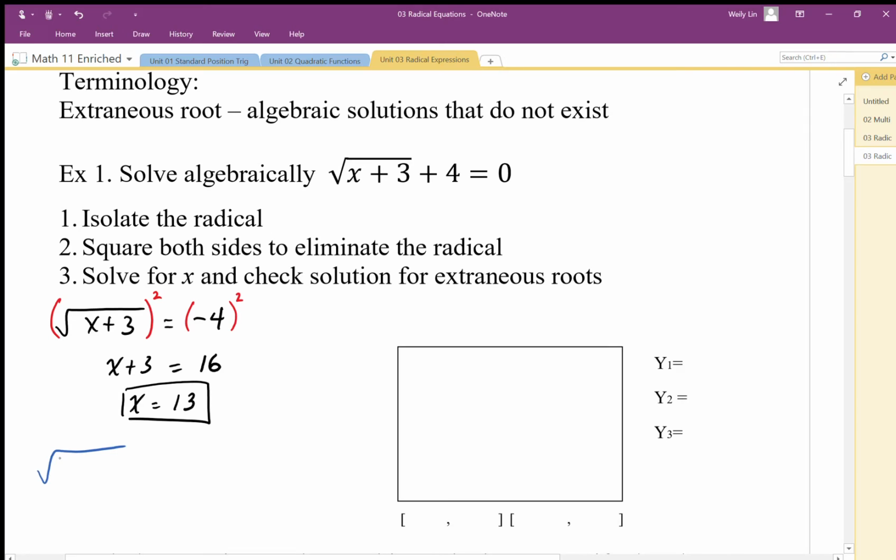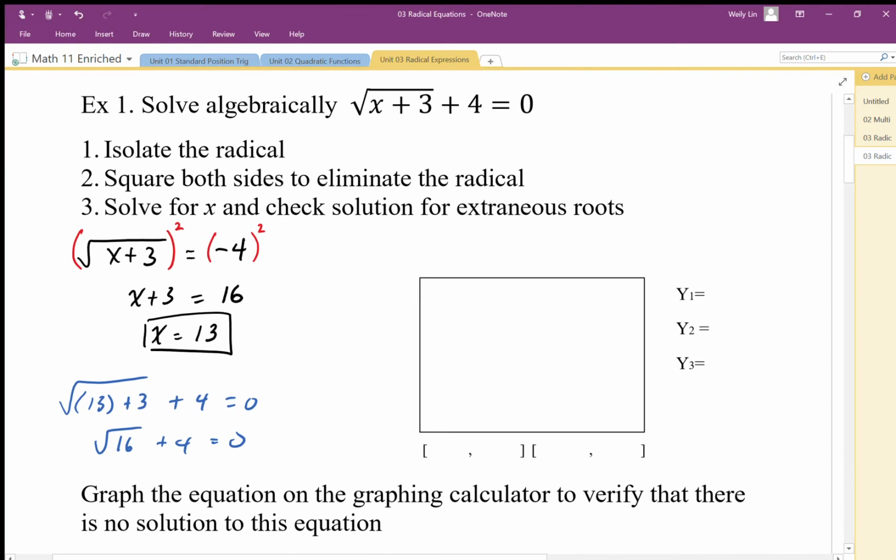Okay, so I'm going to substitute our 13 into x. So it's going to be √(13 + 3) + 4 equals 0. 13 plus 3 is 16. The square root of 16 is 4, and 4 plus 4 is definitely not equal to 0. So this solution that we found is what we call an extraneous solution. It's a solution that shows up algebraically, but it doesn't work. So this is extraneous.